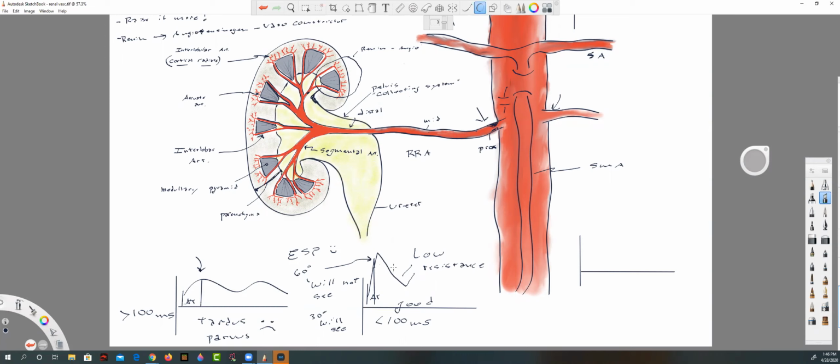So low resistance, early systolic peak, if you have a really good angle, those are all good signs. Tardus parvus, and of course other evidence of turbulence, is a bad sign. An increased acceleration time is a bad sign. So these are all bad. This is all good.